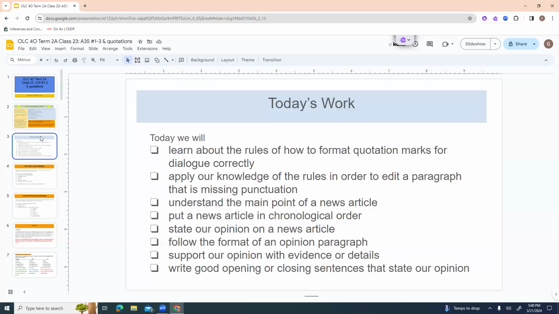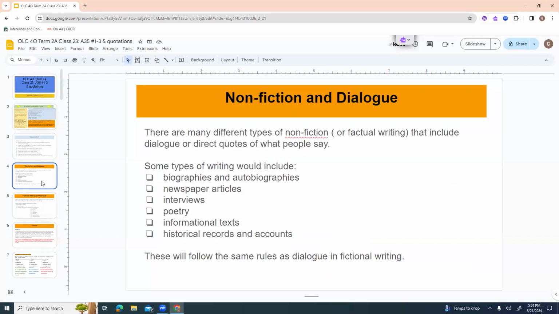Okay, today's work. Today we're going to learn about the rules of how to format quotation marks for dialogue correctly, apply our knowledge of the rules in order to edit a paragraph that is missing punctuation, understand the main point of a news article, put a news article in chronological order, state our opinion on a news article, follow the format of an opinion paragraph, support our opinion with evidence or details, and write good opening or closing sentences that state our opinion. So there's a lot in store today. For some reason, assignment 35 is a really big one.